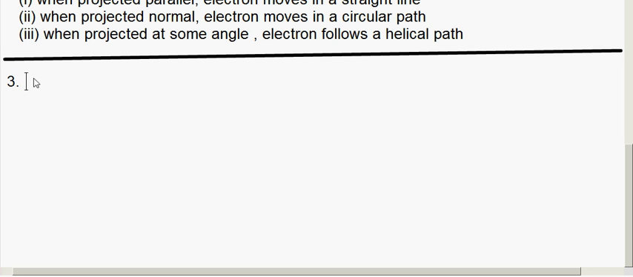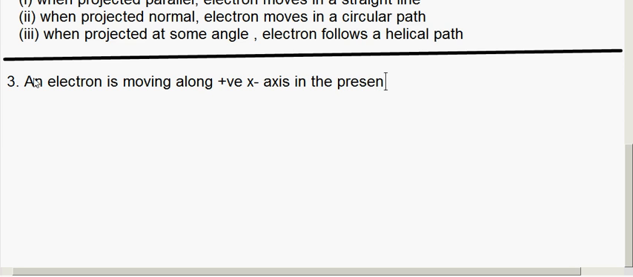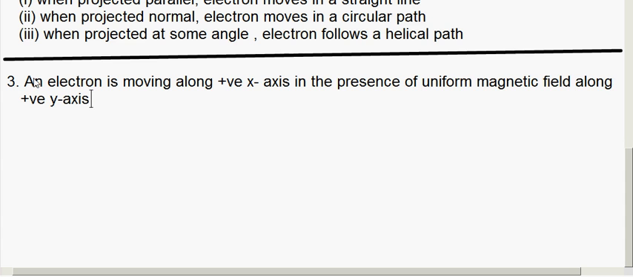Now you can take down another one. Third one. An electron is moving along positive x-axis in the presence of uniform magnetic field along positive y-axis. What is the direction of the force acting on it?